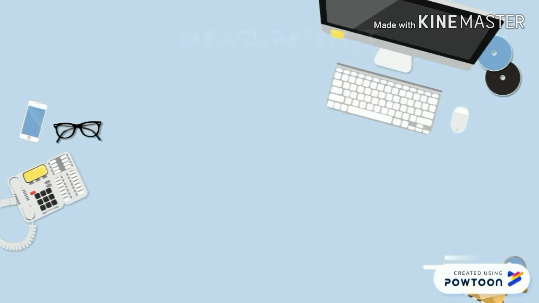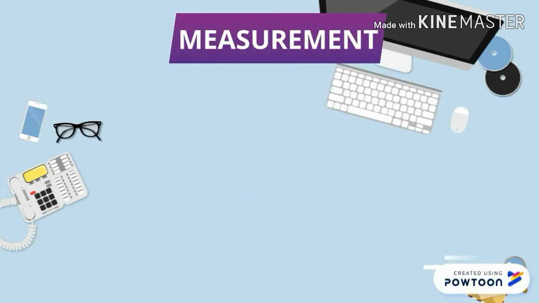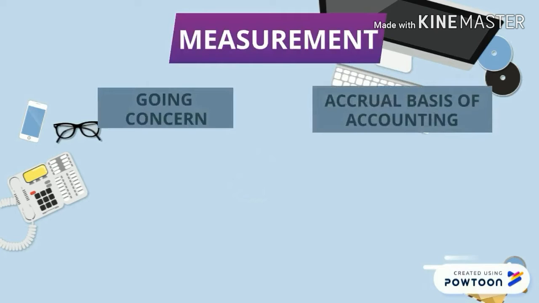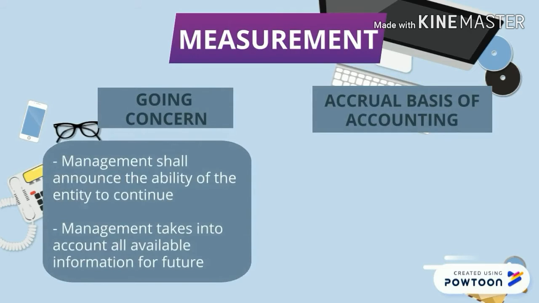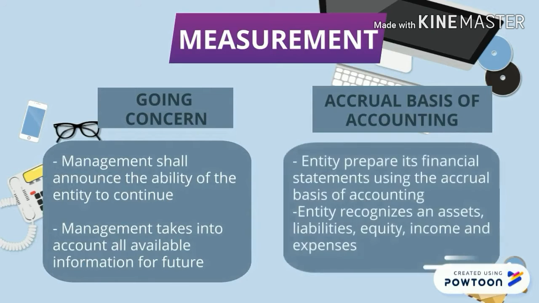For the measurement of MFRS 101, there are two of them. The first one is going concern and the second one is accrual basis of accounting. For the going concern, management shall assess the ability of the entity to continue, and the management takes into account all available information for the future. For the accrual basis of accounting, the entity prepares its financial statements using the accrual basis of accounting. The entity then recognizes assets, liabilities, equity, income, and expenses.